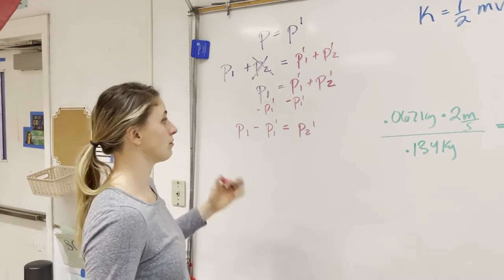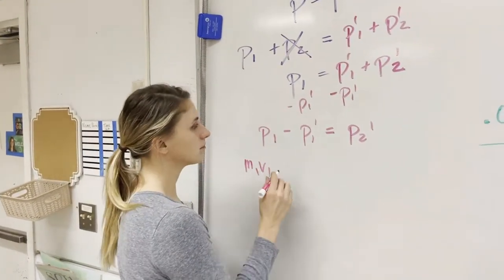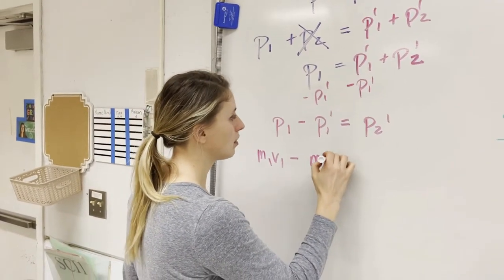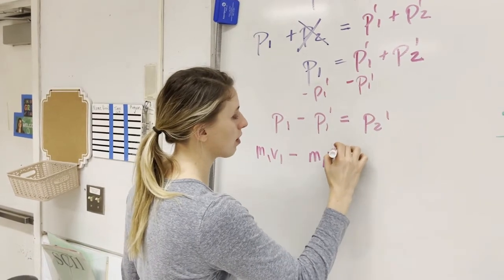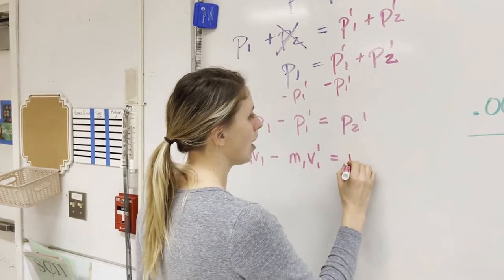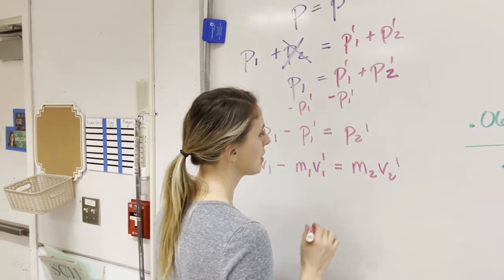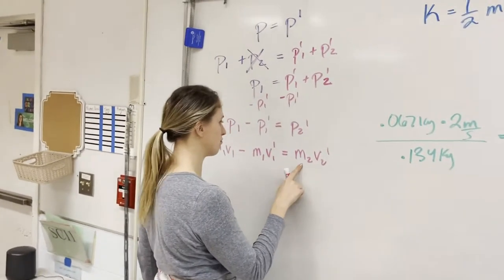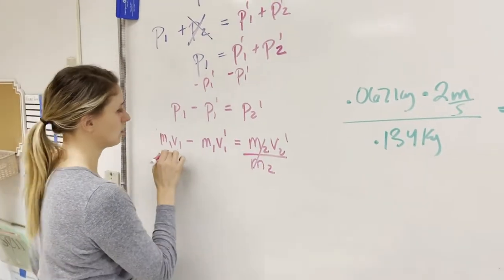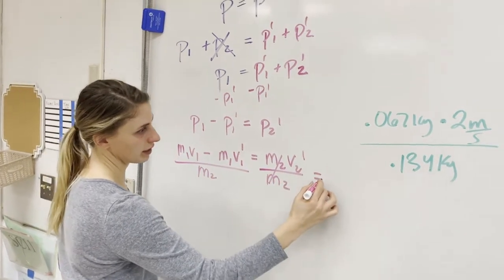Okay, and now we can put in our M's and our V's. So M1 V1 minus M1 V1 prime equals M2 V2 prime. So let's go ahead and divide by this mass, M2. Okay, I think we can plug it in here.